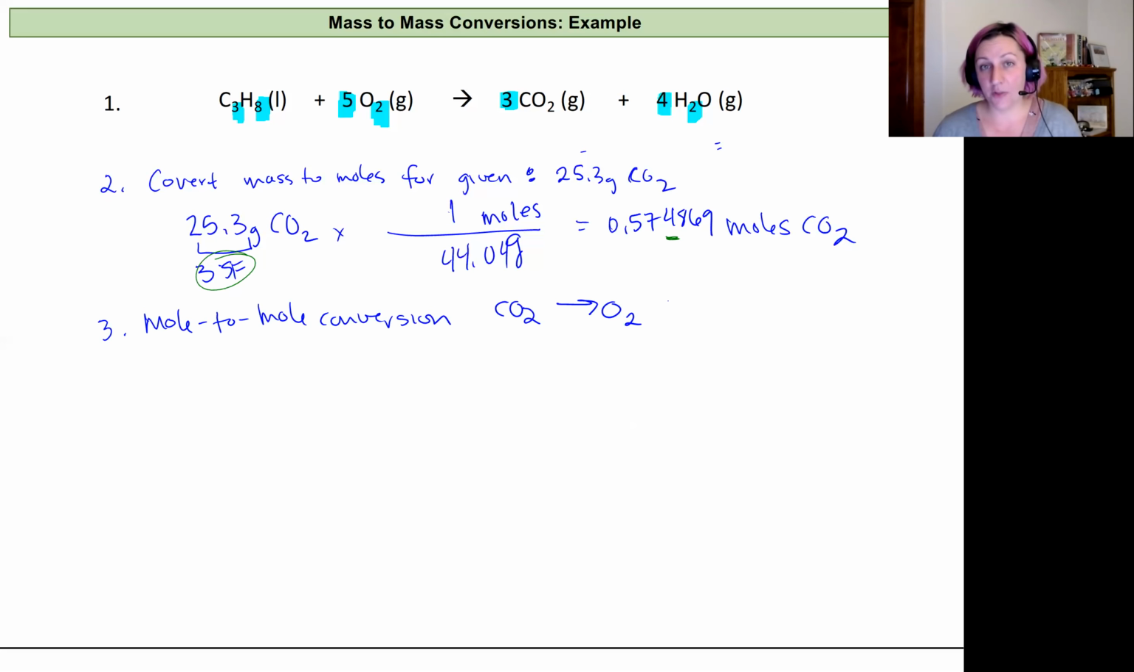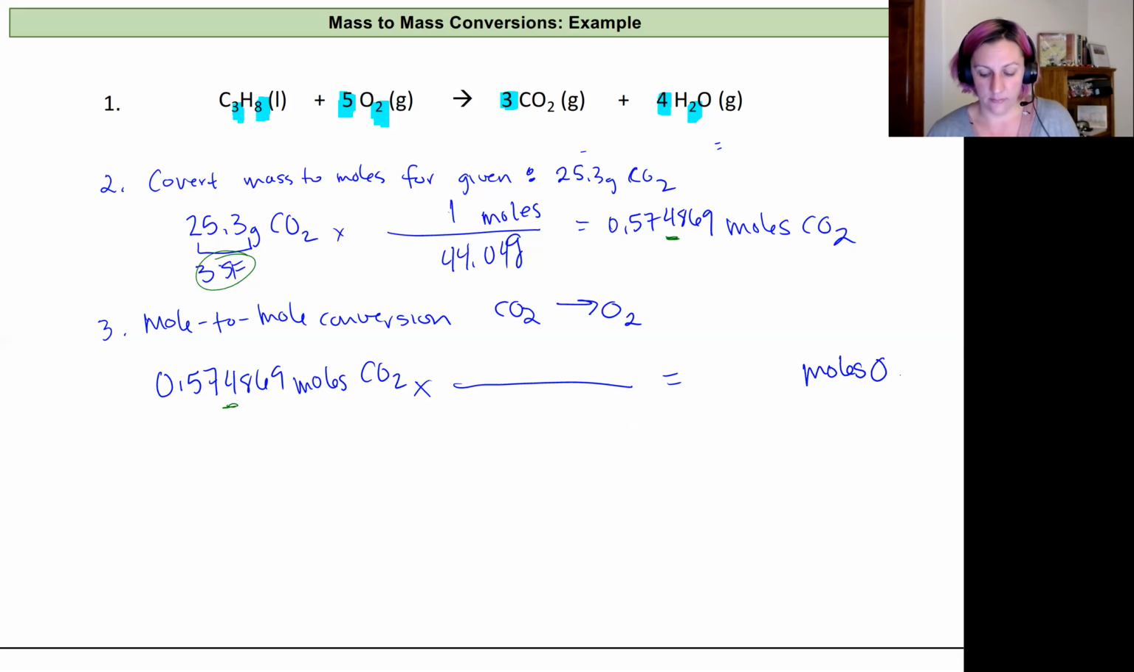So I'll set up my conversion again using dimensional analysis. I have 0.574869 moles of carbon dioxide. I'm going to multiply that by a conversion factor that'll produce an answer in moles of oxygen. So I need a conversion factor that puts moles of oxygen on top and moles of carbon dioxide on the bottom. So I'm going to go to the coefficients of my chemical equation to get that conversion factor.